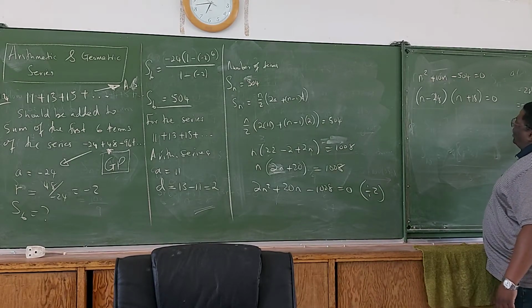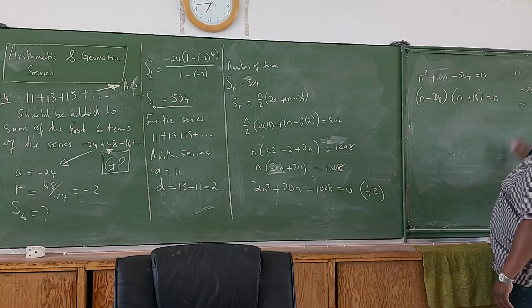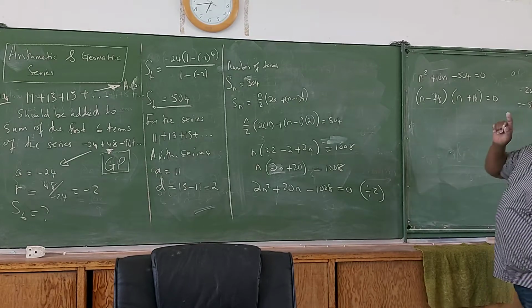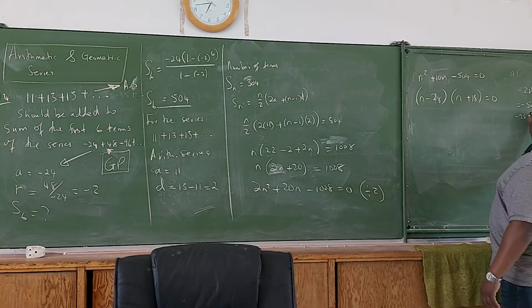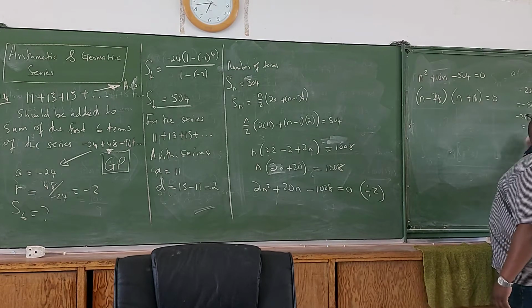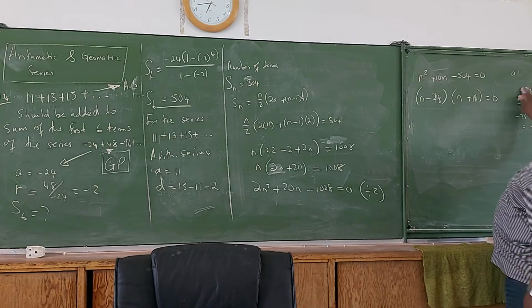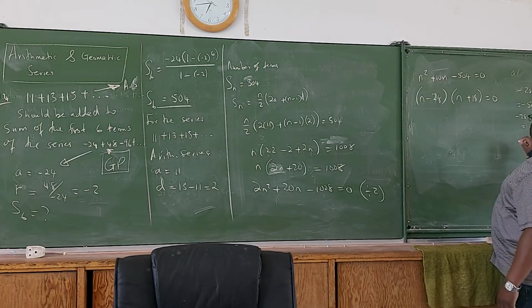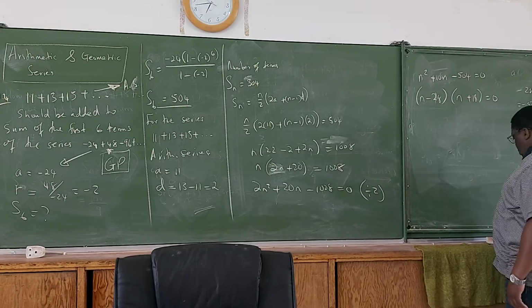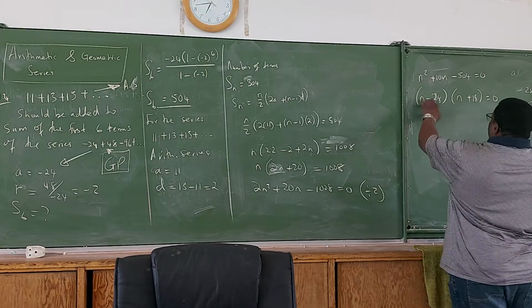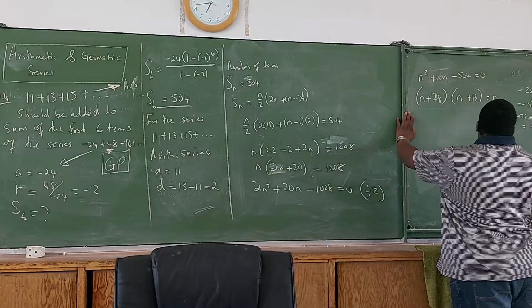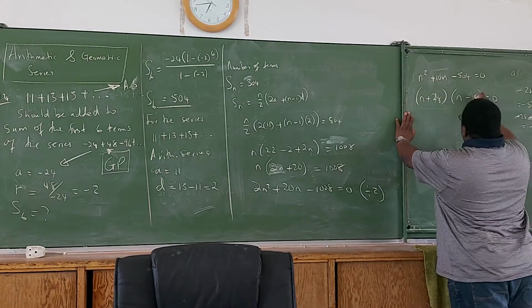It gives you what? Okay. But negative 28 plus 18 gives you a negative 10. So we must swap. This becomes positive, that one becomes negative. You understand that? Yes. Okay, then it will work. So positive 28 and minus 18.